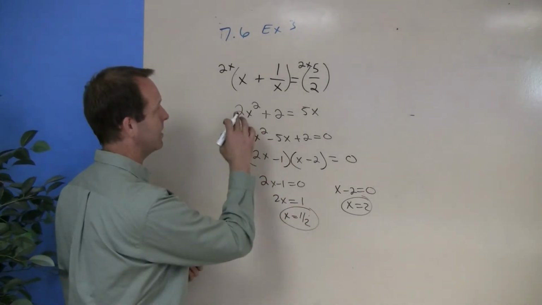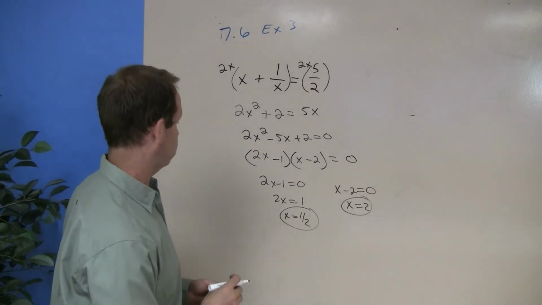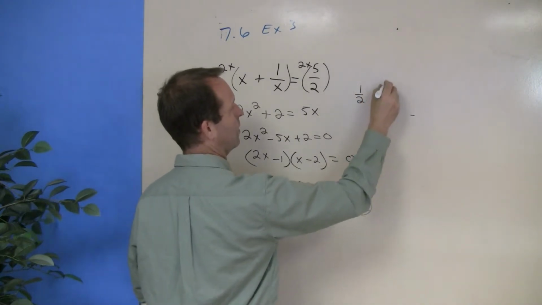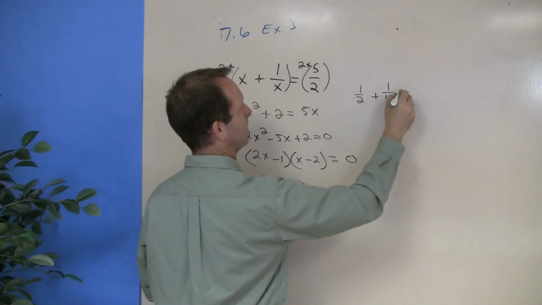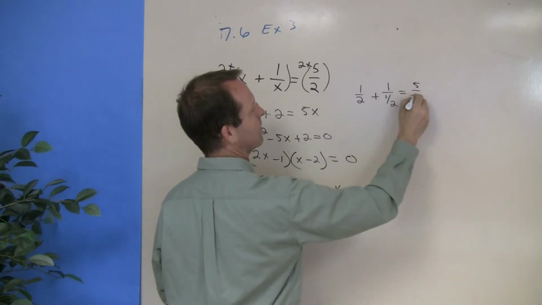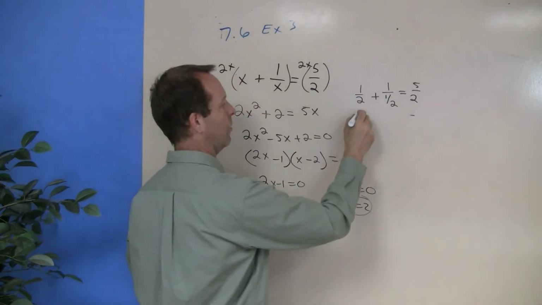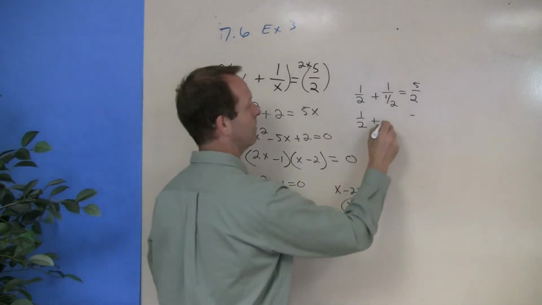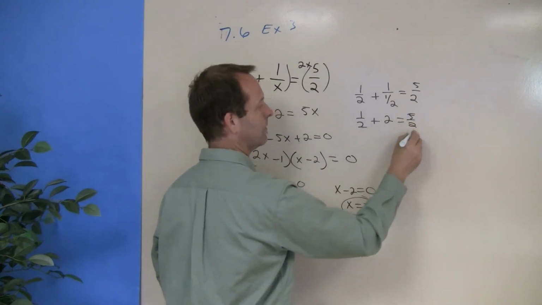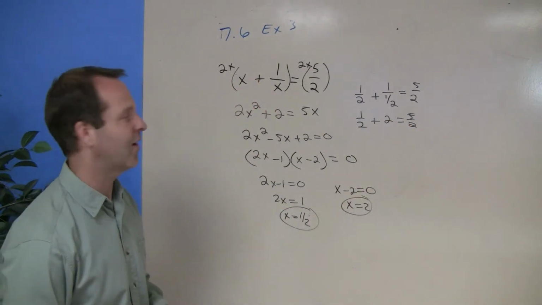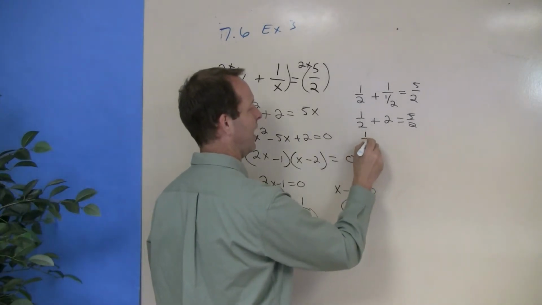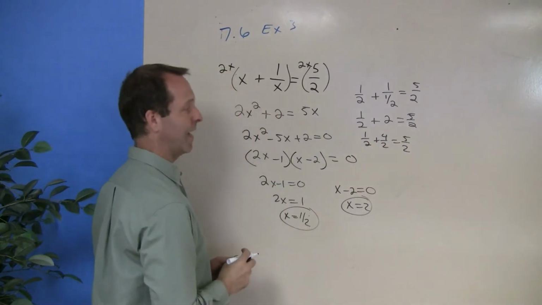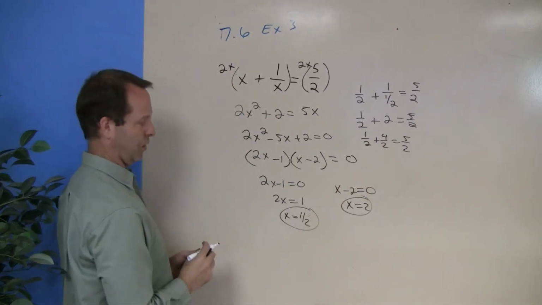So you put 1/2 back into the equation. Let's do that here. So 1/2 plus 1 over 1/2 equals 5/2. Is that true? Well, 1/2 plus, what is 1 divided by 1/2? That's 2 equals 5/2. I just have to remember some of my earlier algebra. This is 1/2 plus 4/2 equals 5/2. And that's true. So I know that 1/2 is a valid solution.